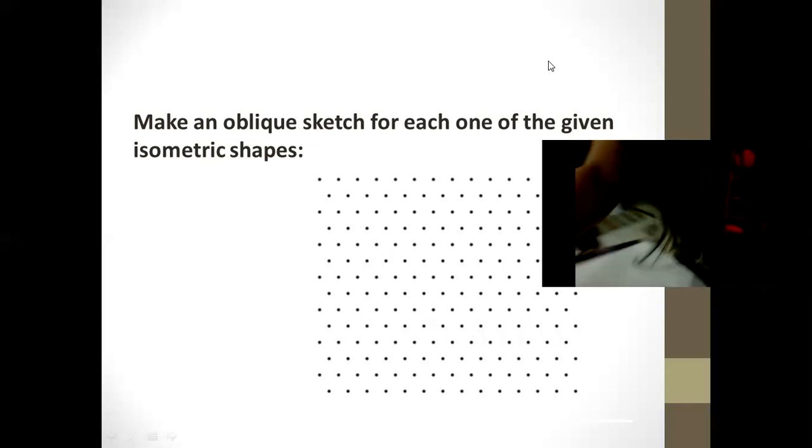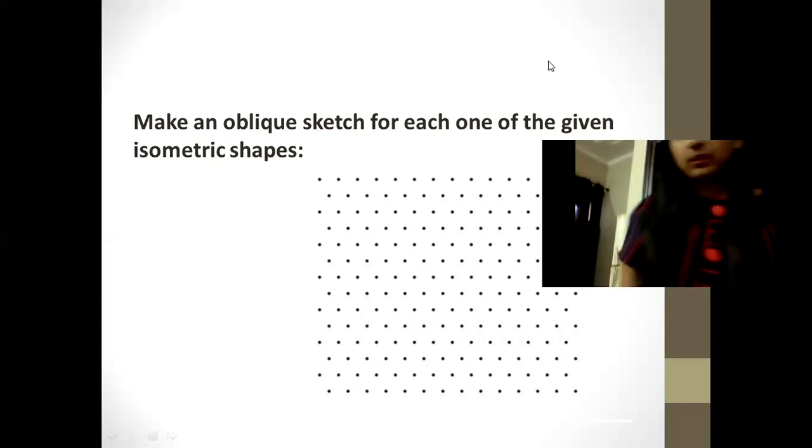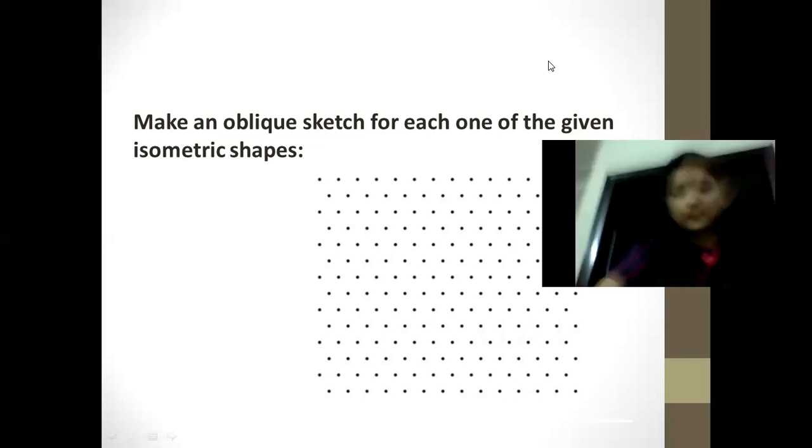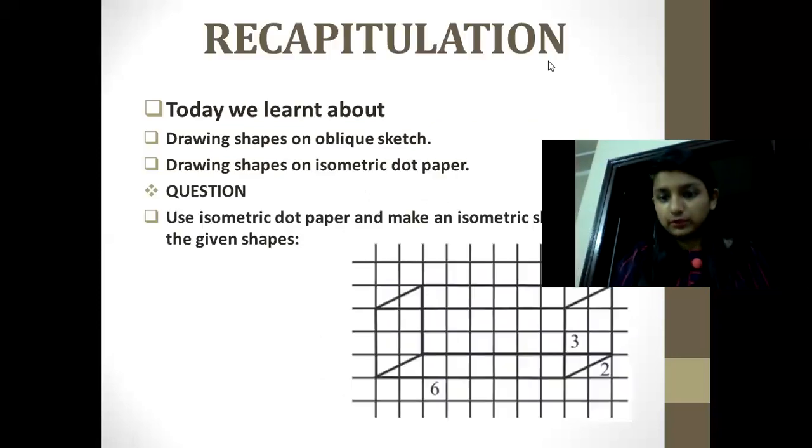What do we call the dotted area, students? We call it an isometric sketch. Very good, students. So isometric sketch is the appropriate word we use.